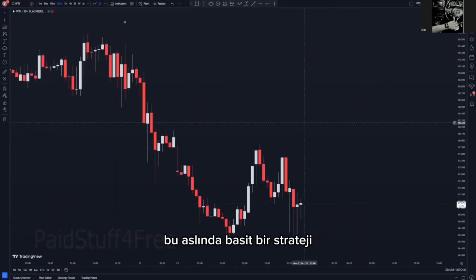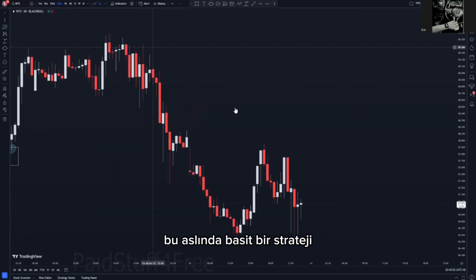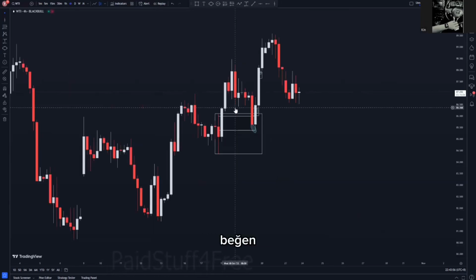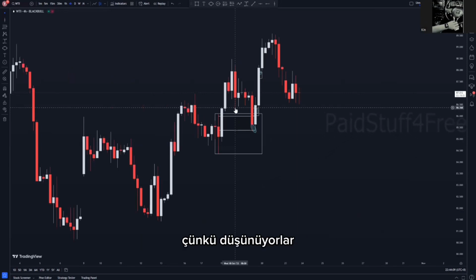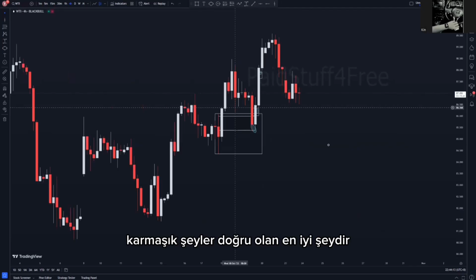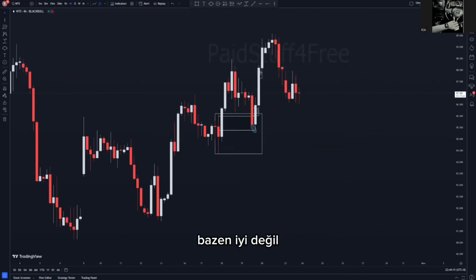It's actually a straightforward strategy. You know what? Why are most of the traders nowadays looking for technical analysis that looks complicated, that looks professional, because they think complicated things are the best thing, right? Sometimes it doesn't work that way, right? Sometimes it doesn't.